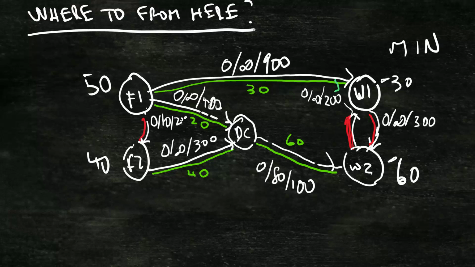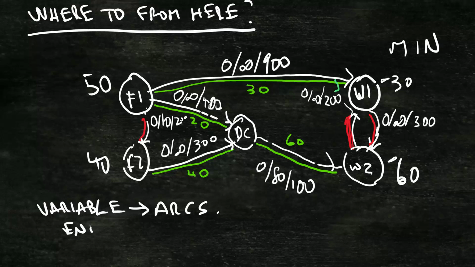So let's get used to the idea. We need to change our lingo from variable to arc. Okay, we're going to talk about arcs. So we're going to talk about how to select the entering arc and how to select the departing arc.